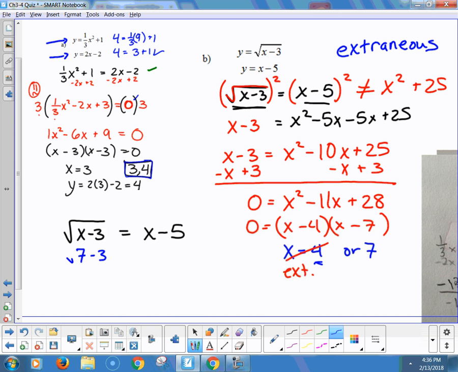I get the square root of 7 minus 3. That's the square root of 4, which is 2. Does that equal 7 minus 5, which is 2? All right, happy day. The 7 works.